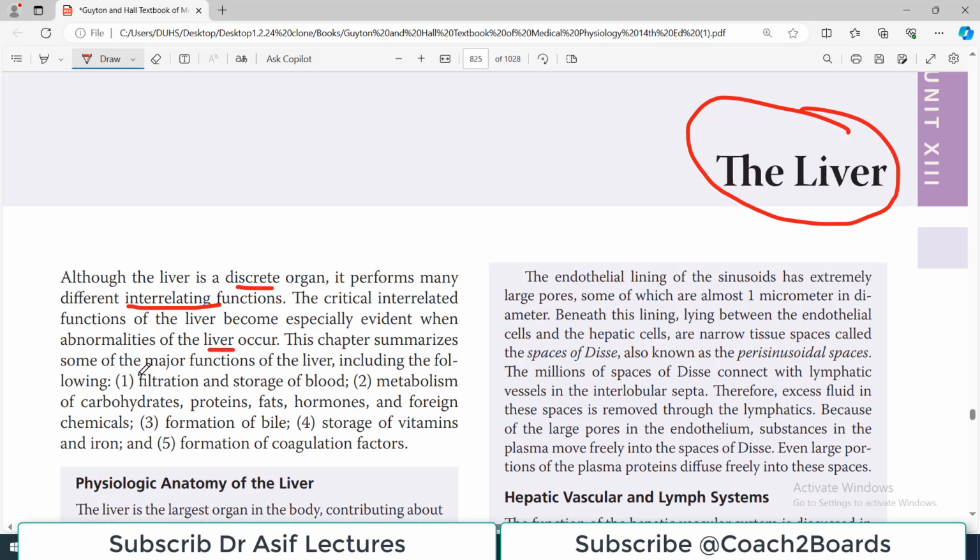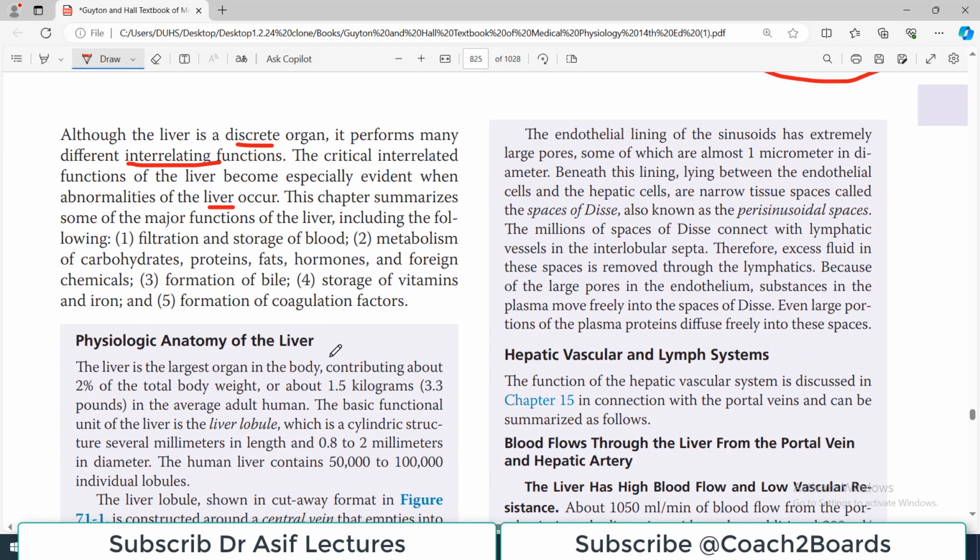This chapter summarizes some major functions, including the following. Number one, filtration and storage of blood. Many people think that only the kidneys can filter the blood. You will see how the liver is also involved in filtration in a different context, but filtration does happen in the liver. Then metabolism of carbohydrate, protein, fats, hormones, and foreign chemicals.